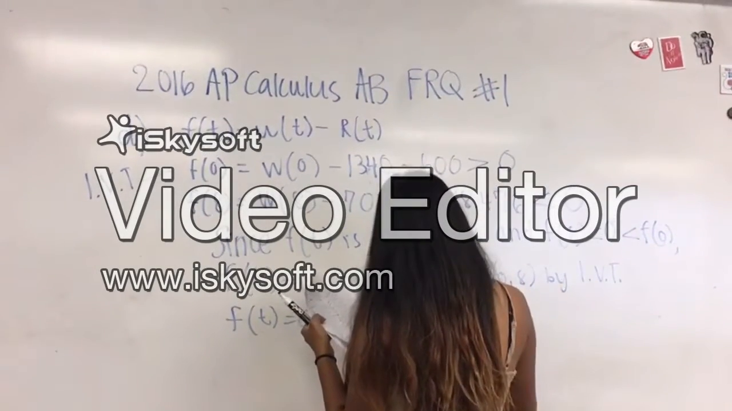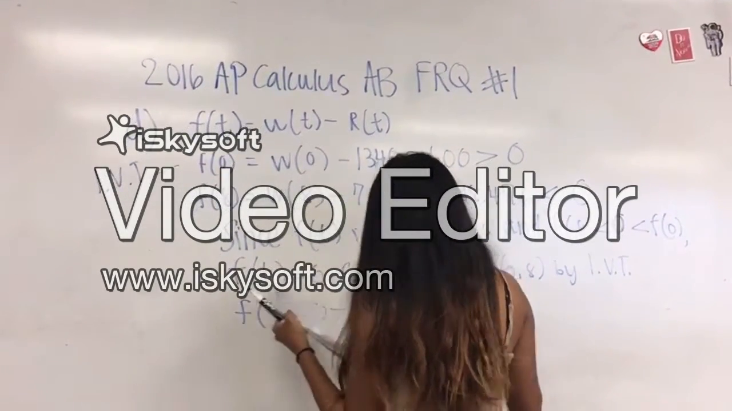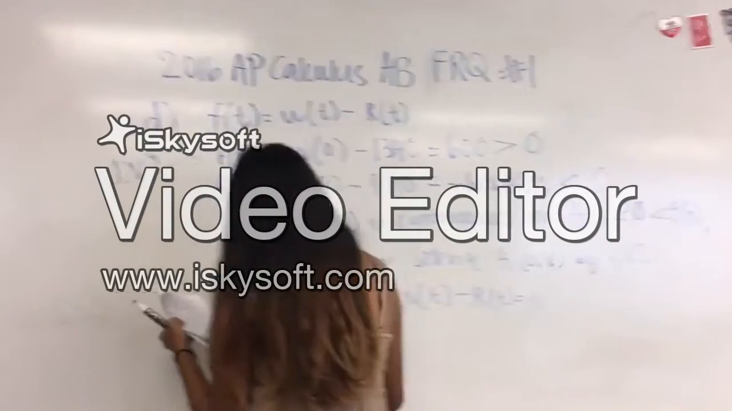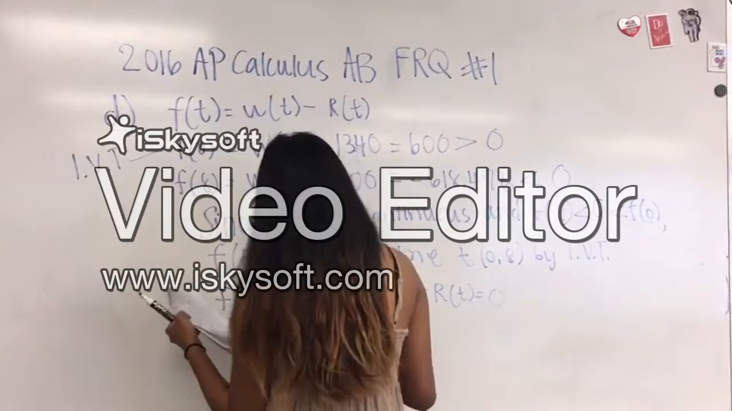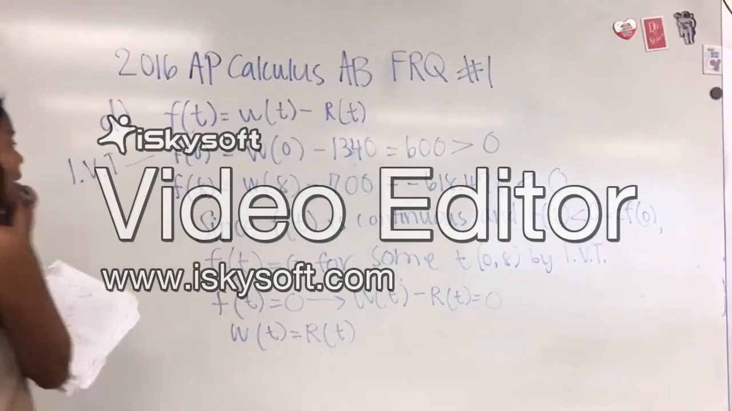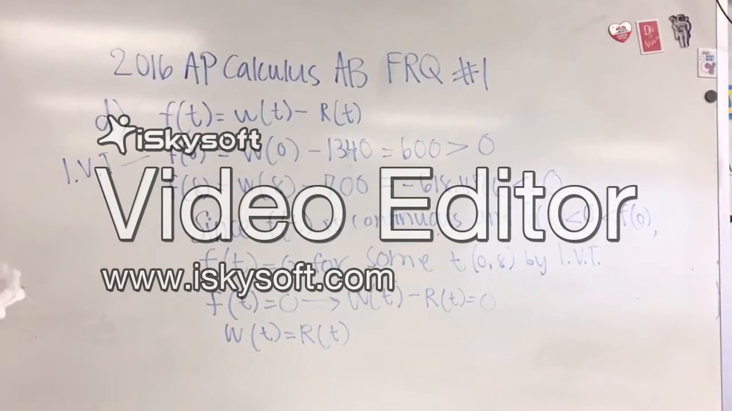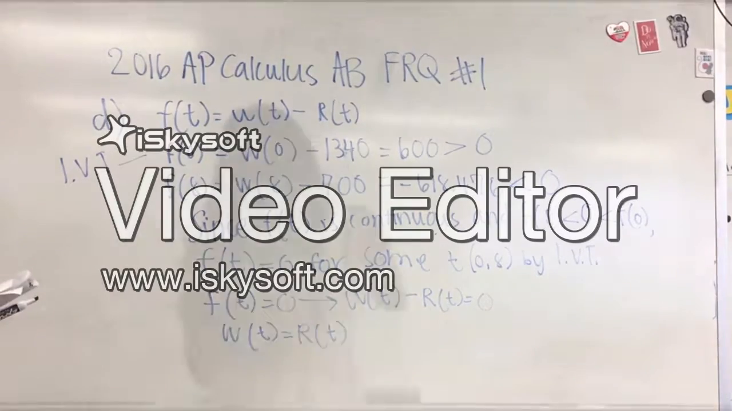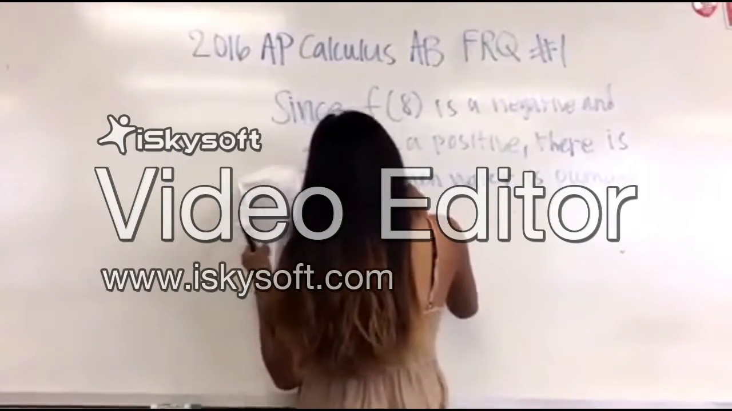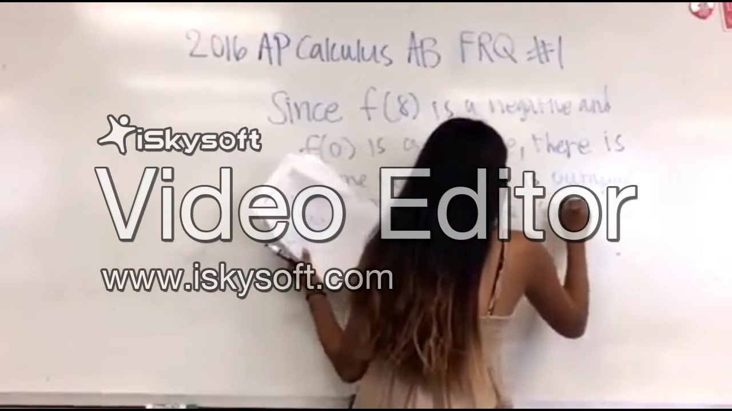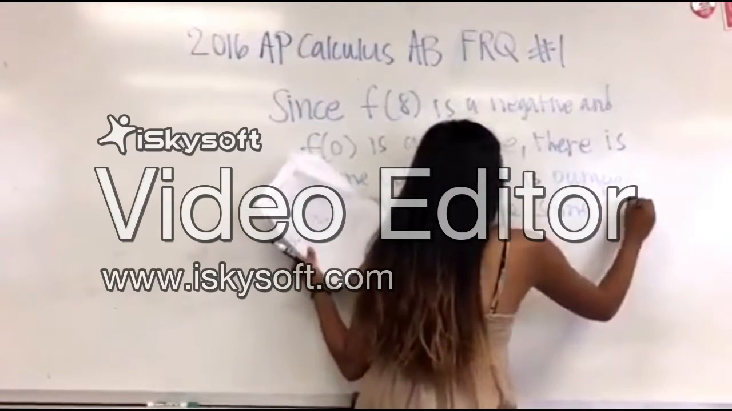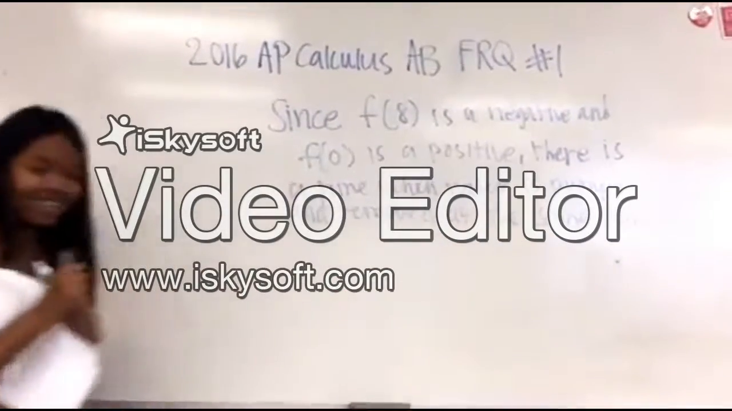If f of t equals 0, then W of t minus r of t must equal 0. Then that must mean that W of t equals r of t, since they are both 0. So your explanation for this will be, since f of 8 is negative and f of 0 is positive, there is a time when water is being pumped and removed from the tank at the same rate.